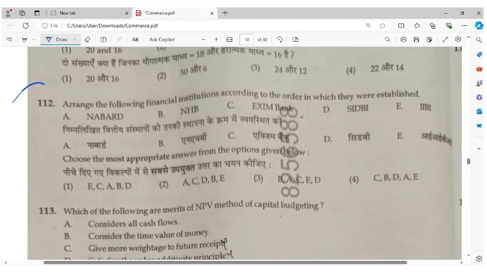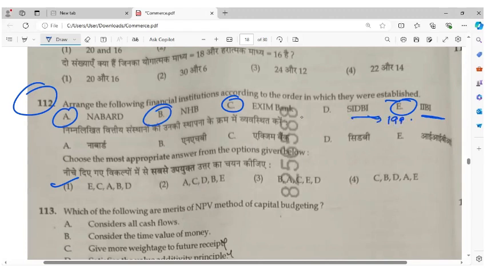Next question, that is 112: arrange the following financial institutions according to the order in which they were established. If you know the years of establishment, you can easily mark this kind of question. So option number 1 is right over here, that is E, Exim Bank. After that IIBI, then Exim Bank, then after that NABARD, and after that NHB, and after that SIDBI. Okay, SIDBI was established in 1990. So this is the last one.